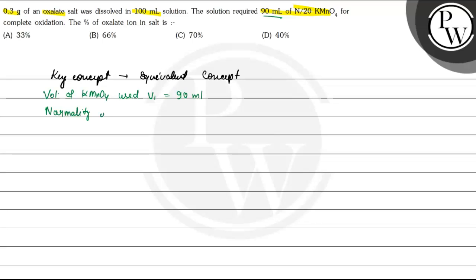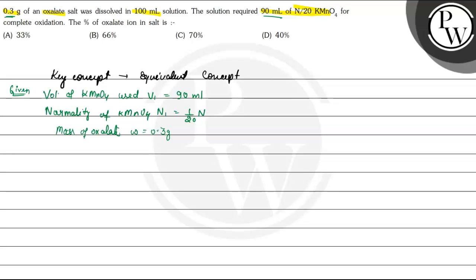Now the other thing which is given is the normality of KMnO4, which is N by 20. Suppose we take it as N1, then it is 1 by 20 N. And the other thing given is the mass of oxalate. Suppose it is weight W, then it is equal to 0.3 gram. So these are the values given in the question.